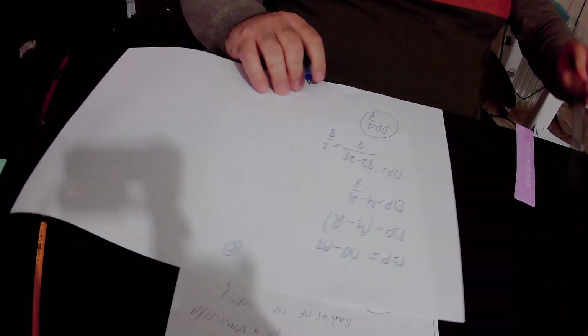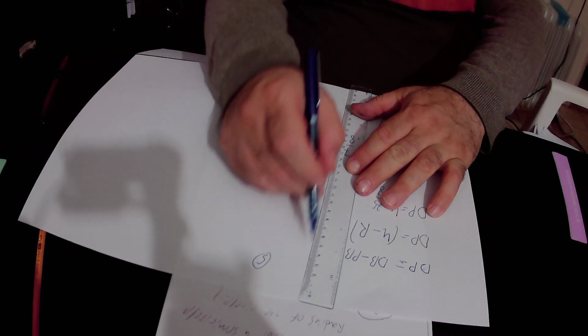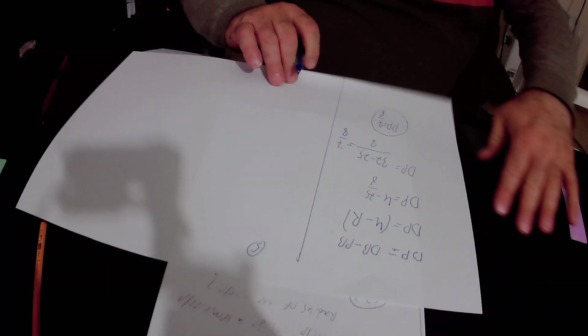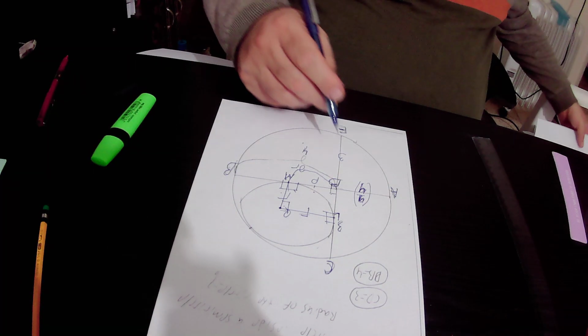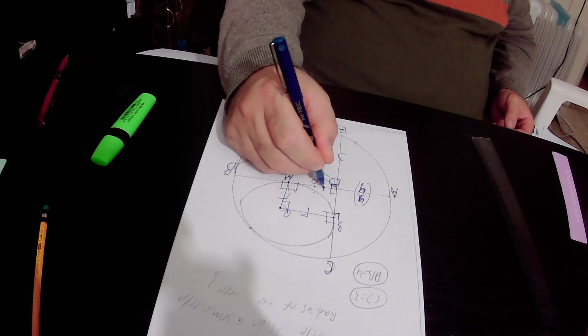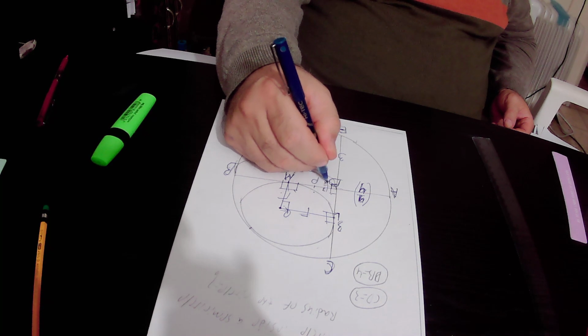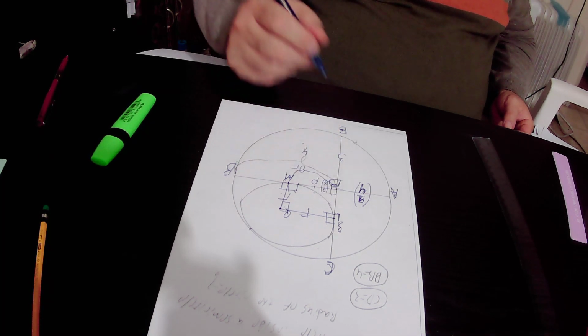So we can write down here on the drawing that the length of the short line segment DP equals 7/8. Okay.